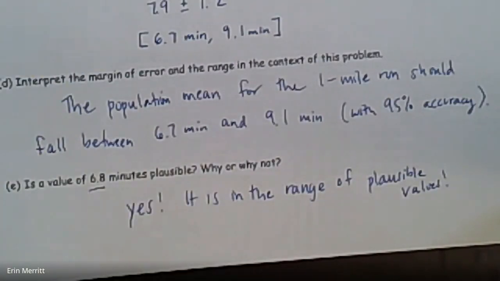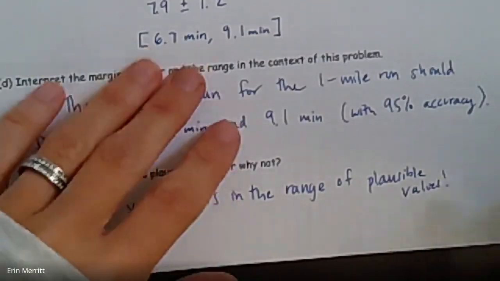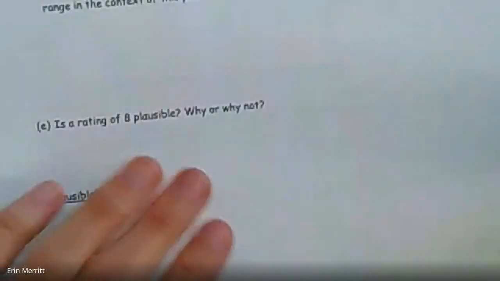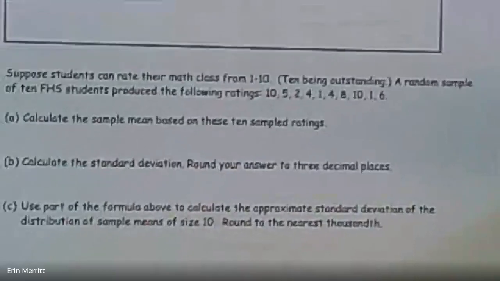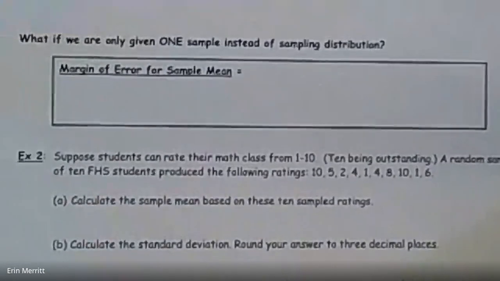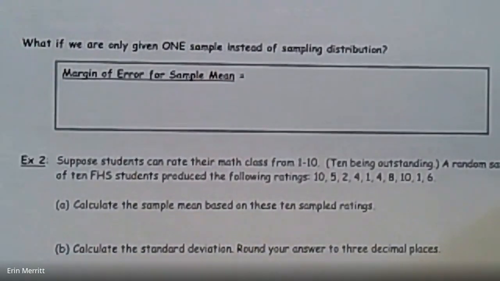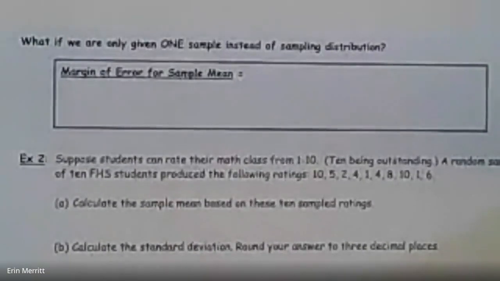All right. Now there are some formulas. You do not have to memorize them. You only have to know how to apply them, but they would be given to you if you need to use them for a particular problem. All right. So on this next page, it says, what if we're only given one sample instead of a whole sampling distribution? So like we only had that one set of 10 kids and that was it.